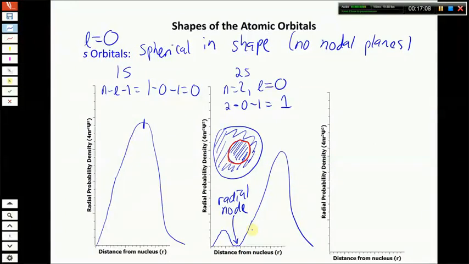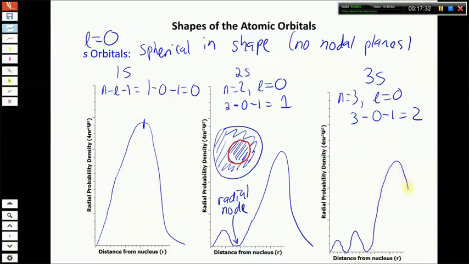And then the last one we'll do for s orbitals is 3s. So here n equals 3, L still equals 0, n minus L minus 1 equals 2. So we're going to have 2 radial nodes for the 3s orbital. Number of radial nodes, again, is n minus L minus 1. So here we just have 2 peaks and 2 places where it goes to 0. And again, I'm drawing these qualitatively, but the key feature is that you now have 2 radial nodes.